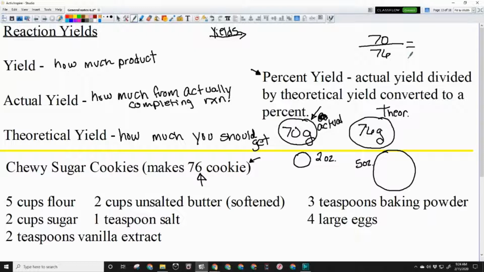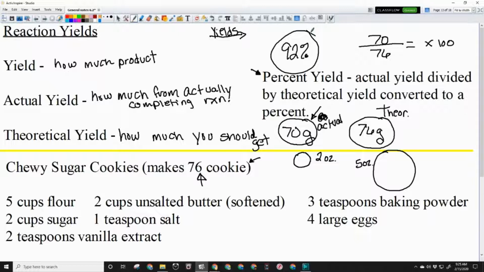Okay, so I just grabbed my calculator. So it's the actual yield, 70 divided by 76. Now, how do we make that into a percent? Multiply it by 100. So that's 92.105%. So after we multiply the answer by 100, that's going to give us 92%. Now that's pretty good to get a 92% yield.